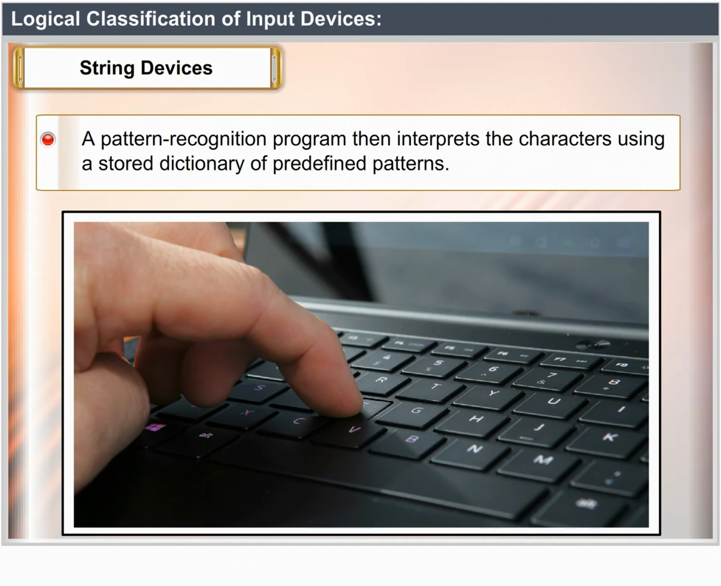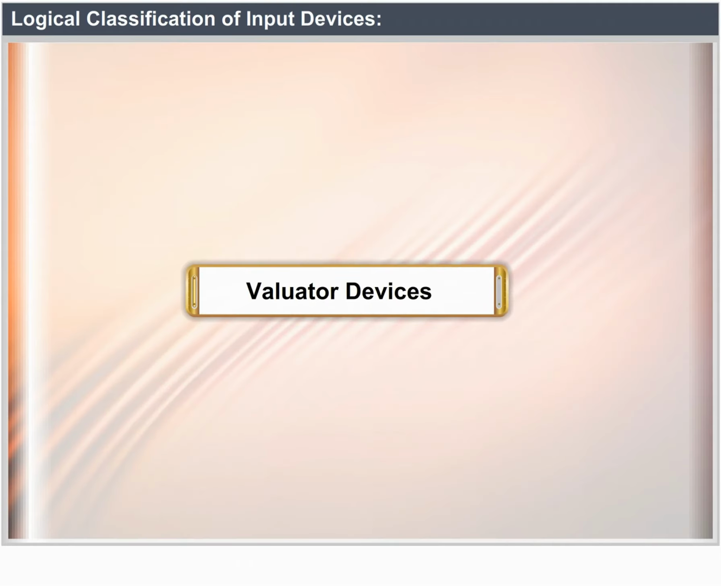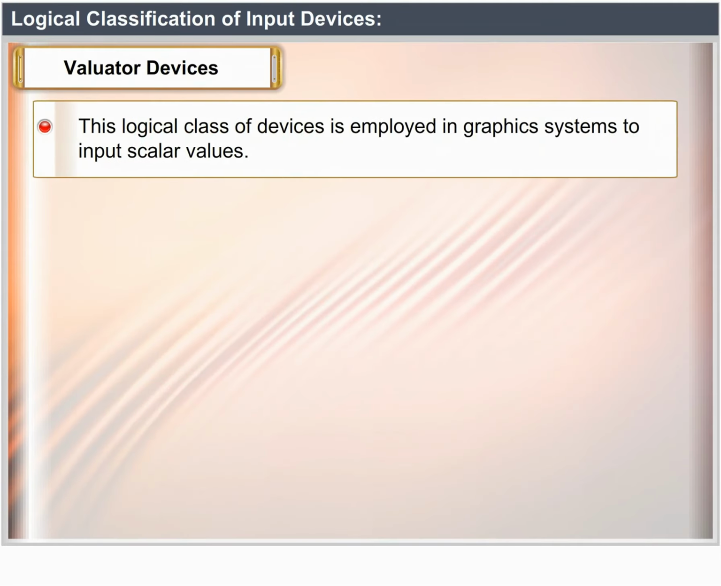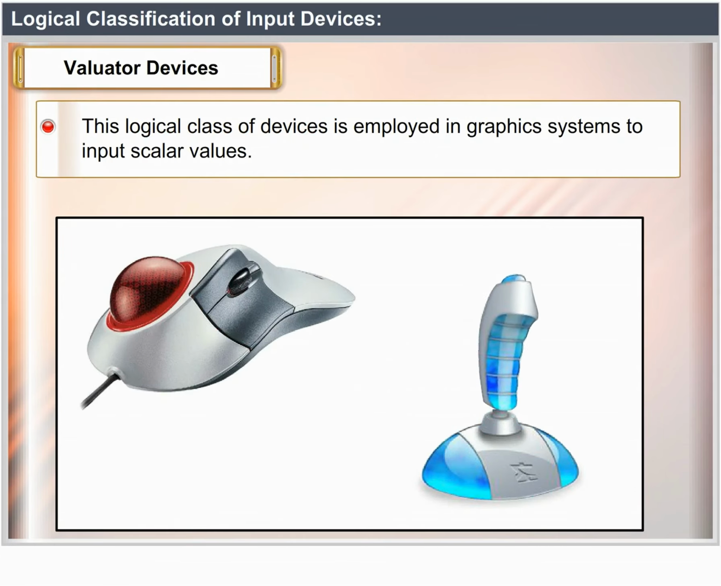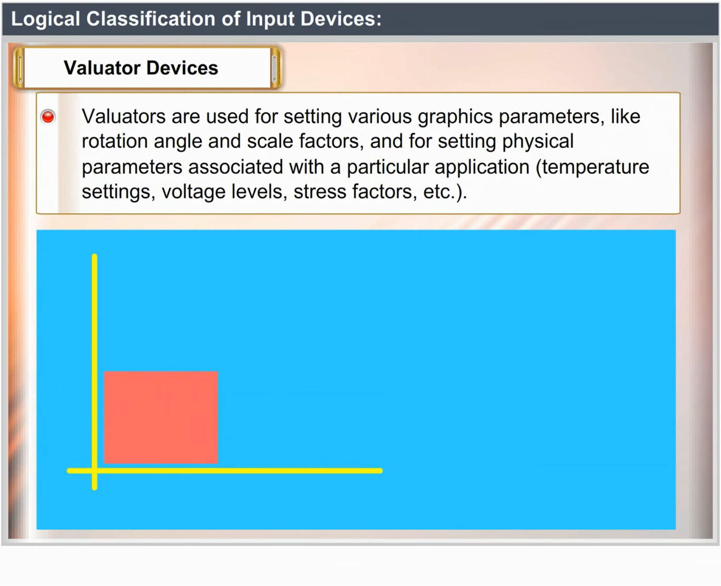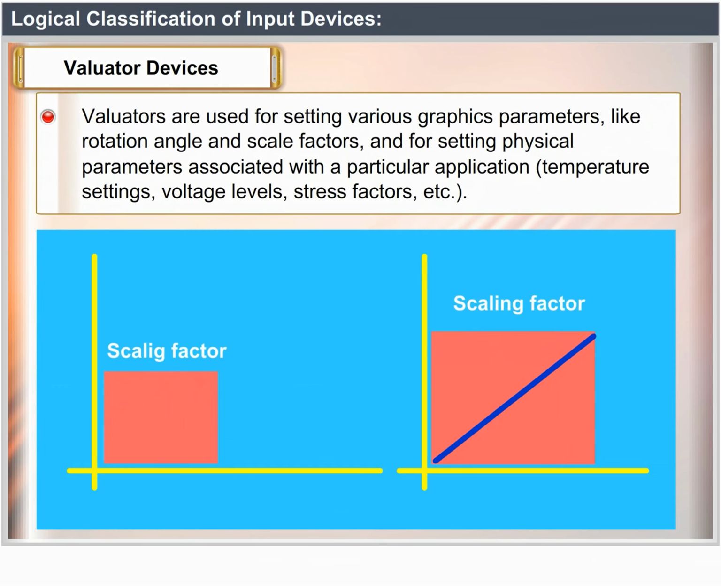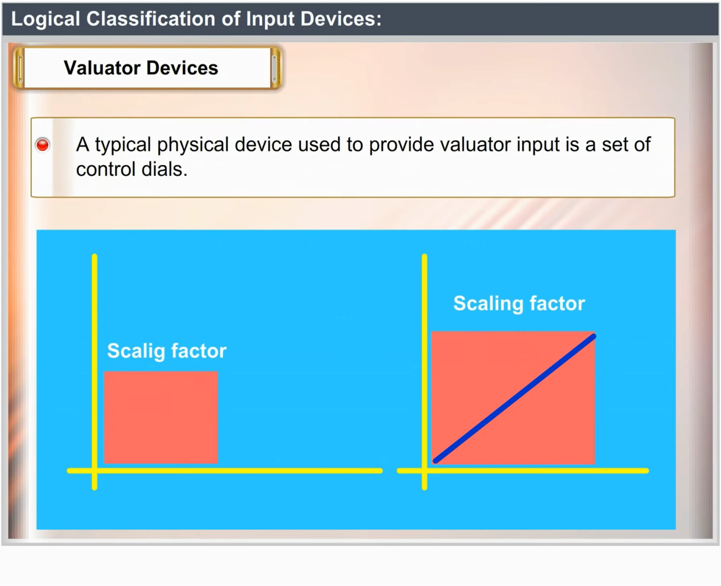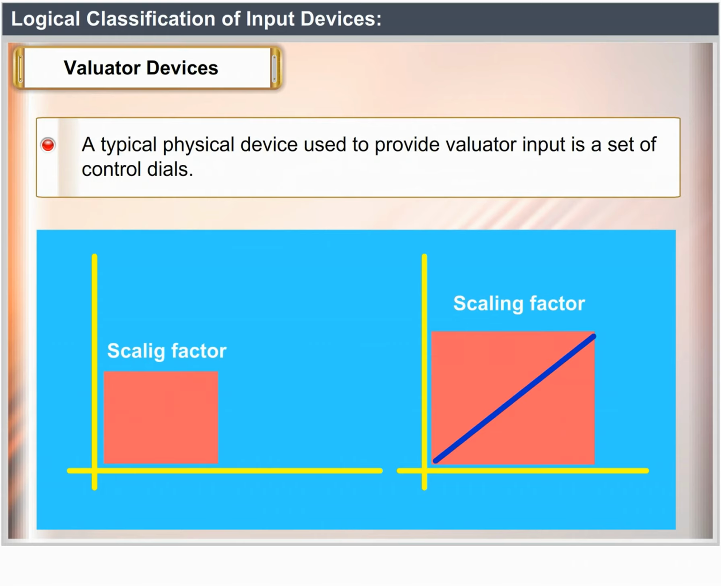This logical class of devices is employed in graphics systems to input scalar values. Valuators are used for setting various graphics parameters such as rotation angle and scale factors, and for setting physical parameters associated with a particular application: temperature settings, voltage levels, stress factors, etc. A typical physical device used to provide valuator input is a set of control dials. Floating point numbers within any predefined range are input by rotating the dials.